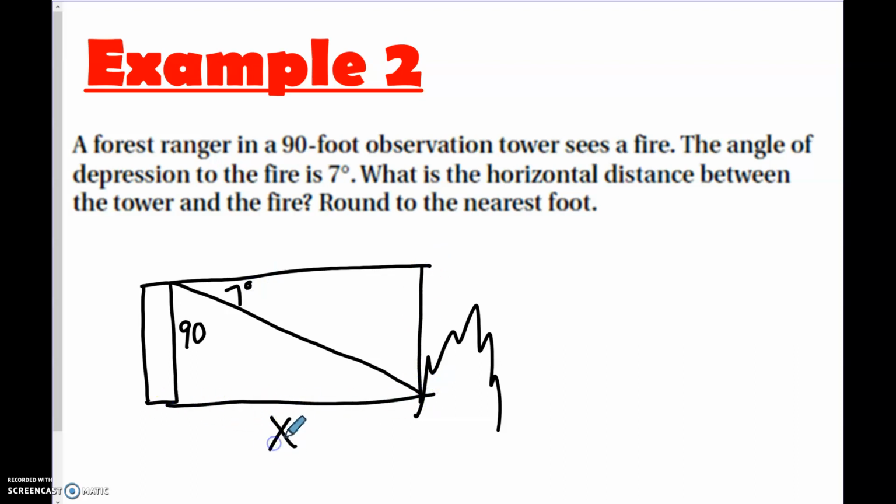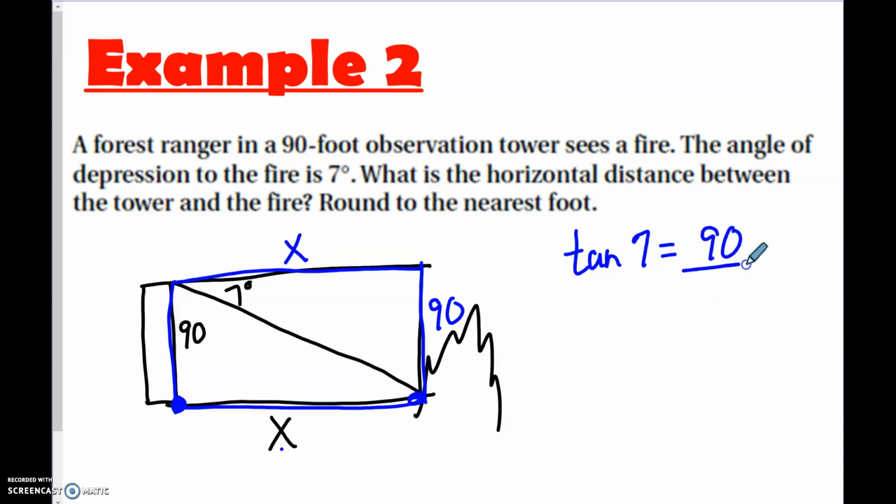Now, if we call this X, because this is going to be the distance from the tower to the fire on the ground, remember this figure right here is a rectangle. So if that's X, this is also X, and this is 90. Because I know the 7-degree angle, I'm going to go the side opposite and adjacent. So I'm going to set up the tangent of 7 is opposite over adjacent. So I am going to take 90 and divide by the tangent of 7, and I get 730. Again, they want to know nearest foot.